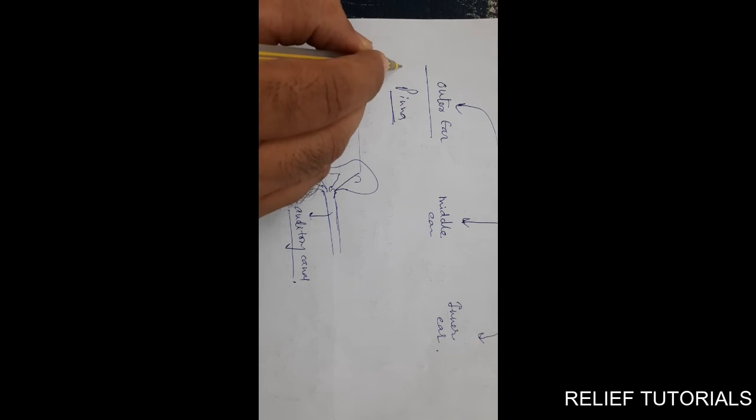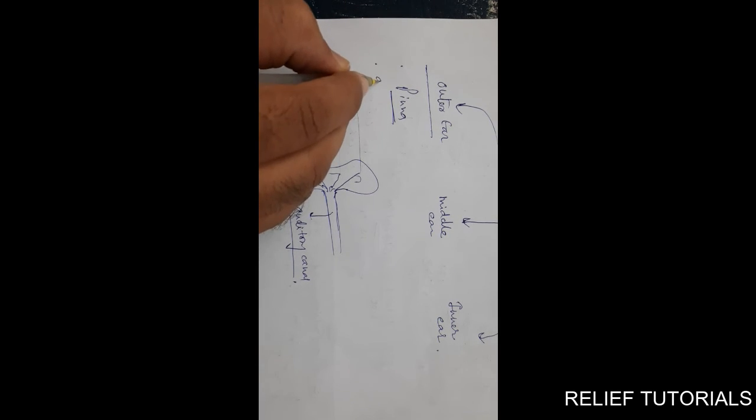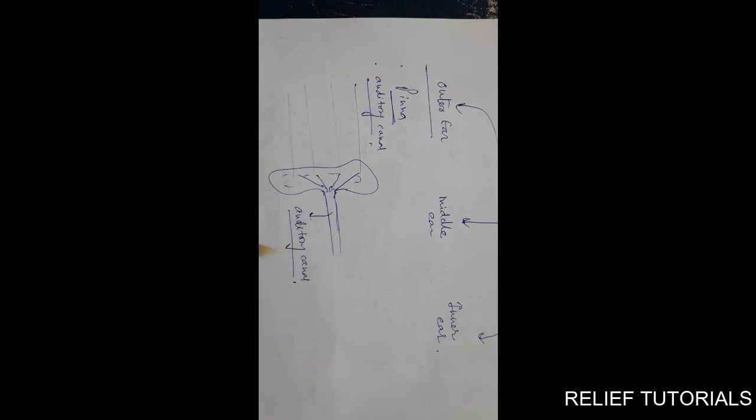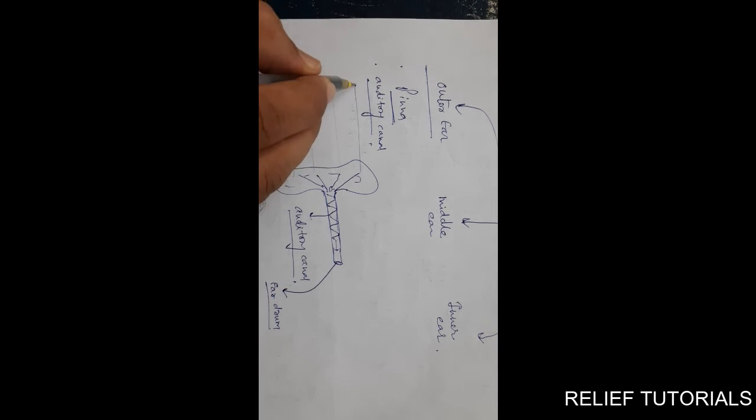Pinna is the first part of the outer ear. Second part is auditory canal. So in the canal, sound reflects multiple times and goes like this. At the end of this canal, we have a muscular structure which is very important, and that is called as eardrum. Okay, so eardrum is the last part of outer ear.